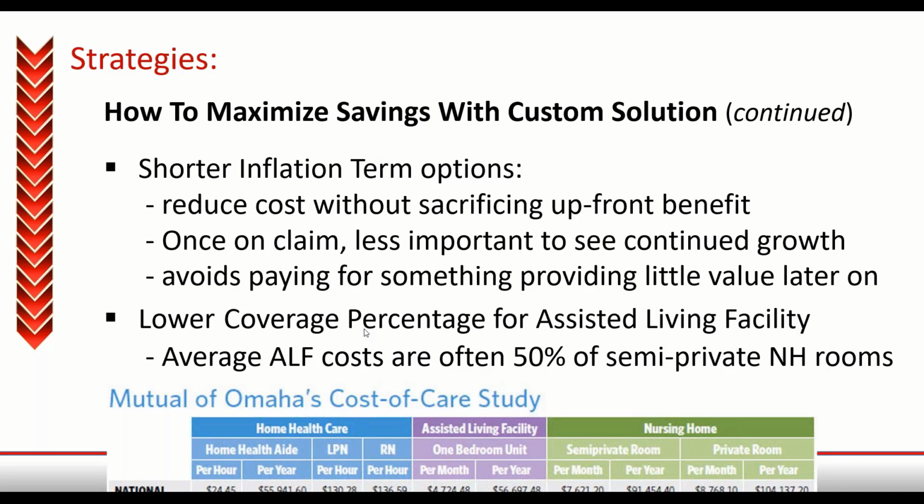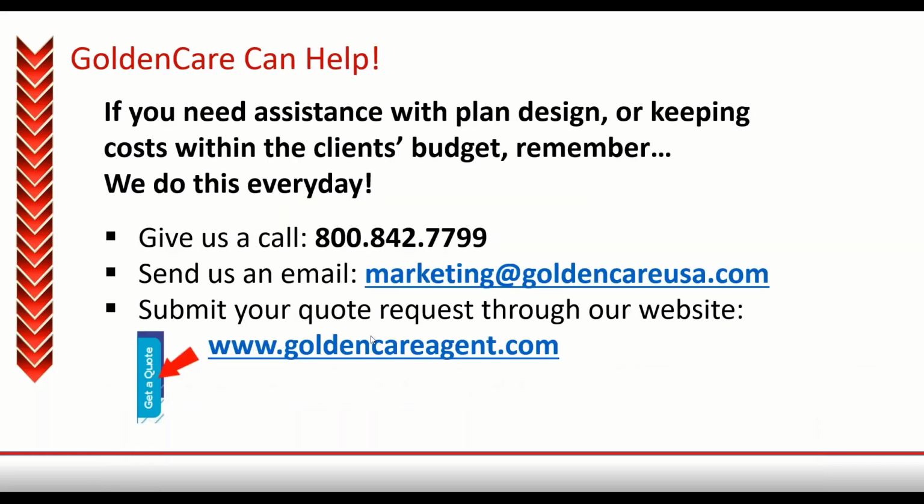So again, if it's people that want to go to assisted living and stay at home, here's the actual Mutual of Omaha cost of care. You can see assisted livings are about half of what a nursing home is. So you can save some premium dollars just by moving the assisted living from 100% down to either 75% or 50%, and still make sure that person is covered in most cases, or it pays the lion's share of their bill. So one more way to knock some dollars off the premium is by using that.